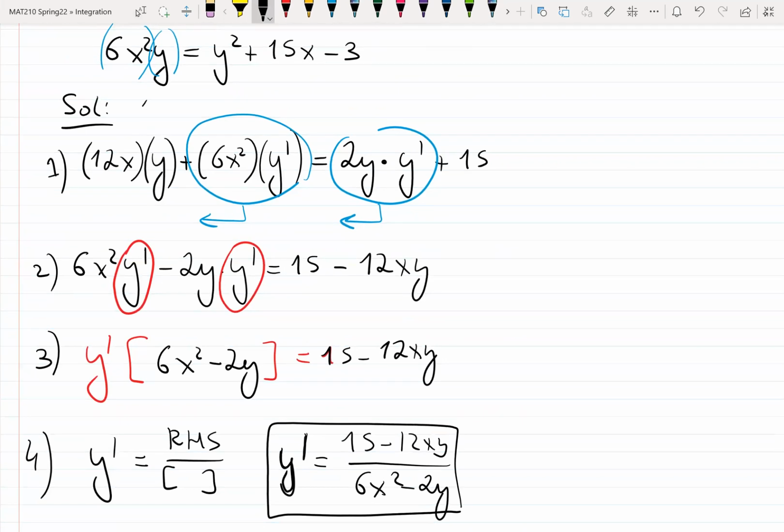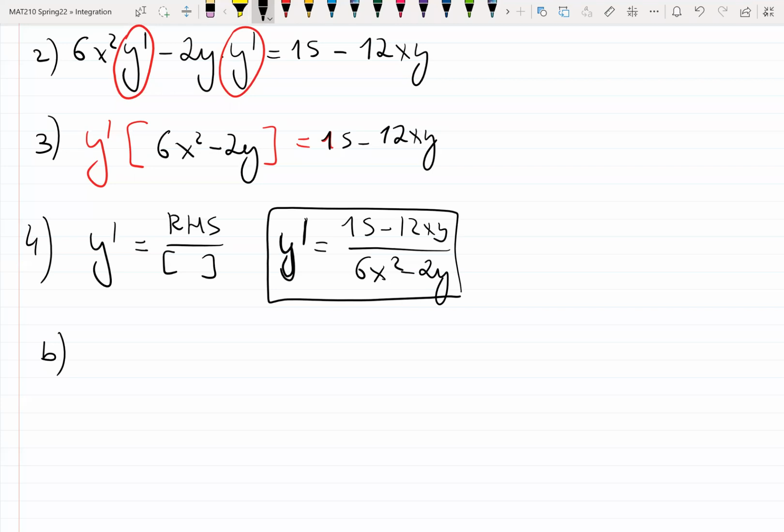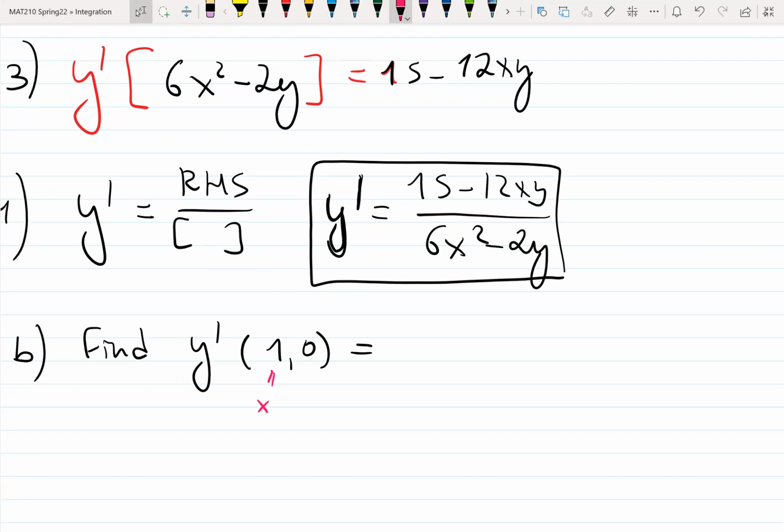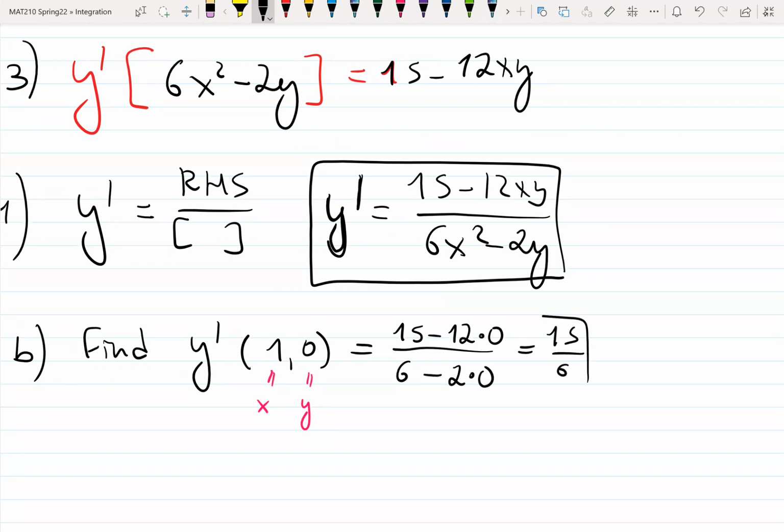So question A. Find dy over dx. We did that. That is y prime. Question B. Find y prime at the given point 1, 0, for example. You plug 1, 0 into here. Be careful. Take a pencil and write down x is 1 and y is 0. Now you can visually plug it in carefully. It's going to be 15 minus 12 times 0, over 6 minus 2 times 0. So the answer is 15 over 6, which is 5 over 2. But it doesn't matter. Okay. Can do that. Implicit differentiation.